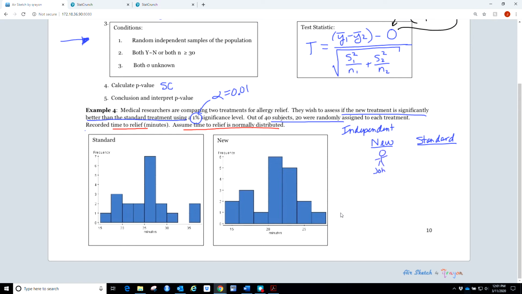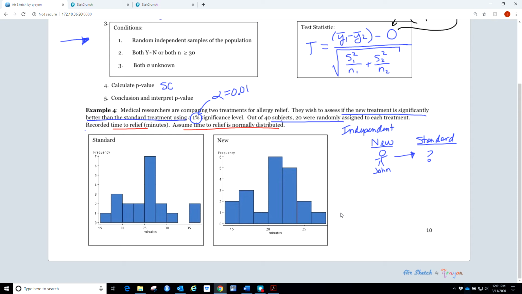It says out of our 40 subjects, 20 were randomly assigned to each treatment. So if I had John assigned to the new treatment, who now has to be assigned to the standard treatment? Well, it could be any of those other 39 remaining people, so he doesn't have a specific match. And we'll write that out more specifically when we get to the conditions.